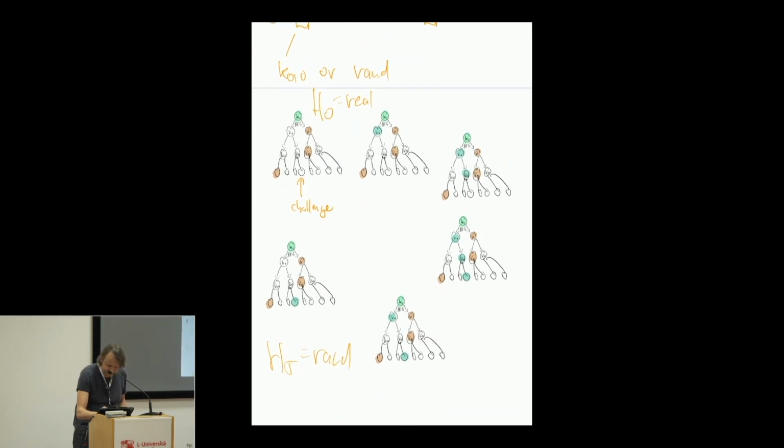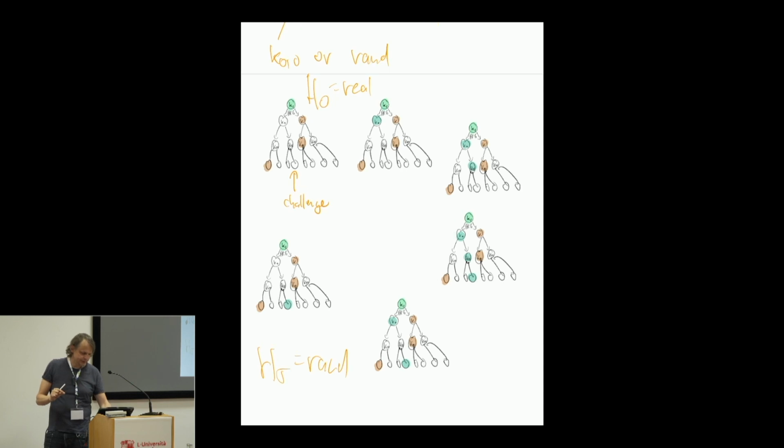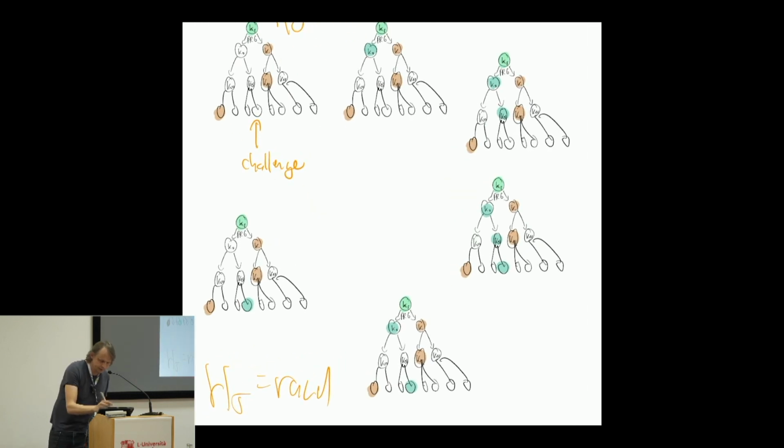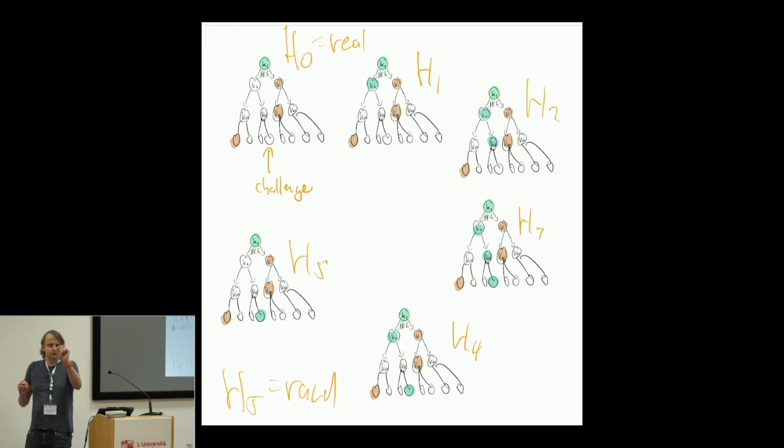The difference between the real game and the random game is only this one node that is now random. H1, H2, H3, H4, H5. This one node in the leaf on the challenge path is random. Before it was not. So this is the definition of the security of this constraint game. This is the real game. This is the random game. That's the security of the game.